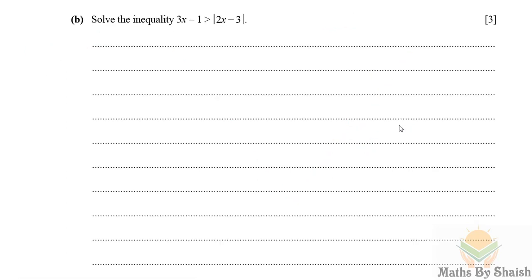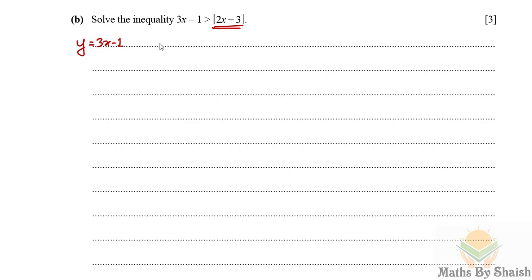And here's the B part. Solve the inequality 3x minus 1 is greater than modulus of 2x minus 3. So whenever we have one modulus function and another is a straight line, and we need to solve the inequality, the best way is to sketch the graph of both the functions. And in most cases we have the y is equal to modulus of 2x minus 3 graph from the previous part, so we only need to draw y is equal to 3x minus 1.